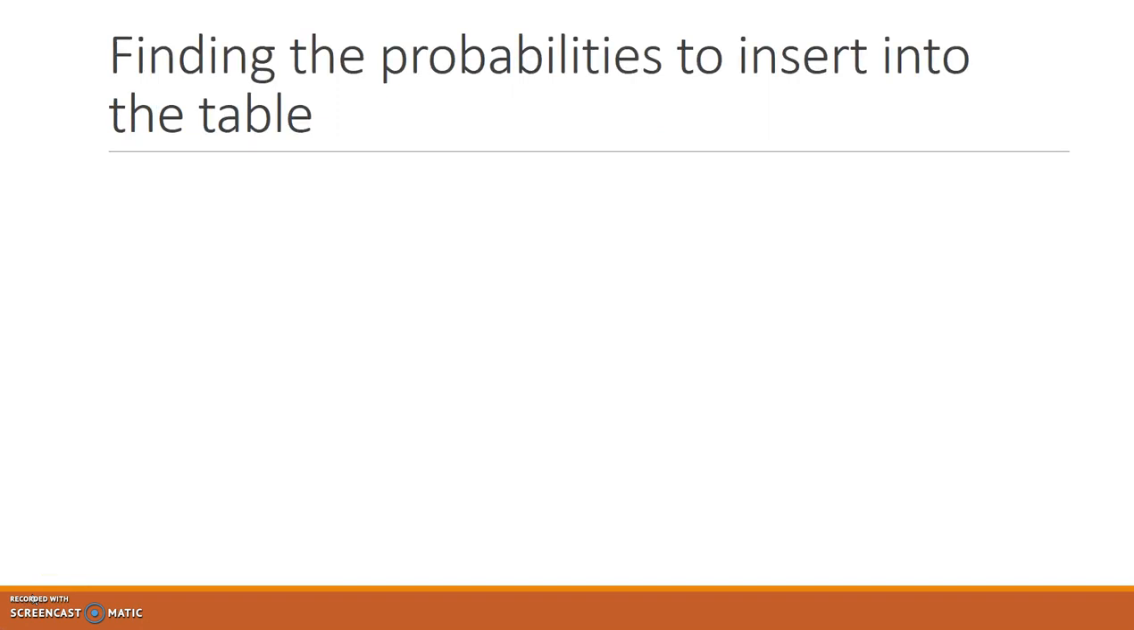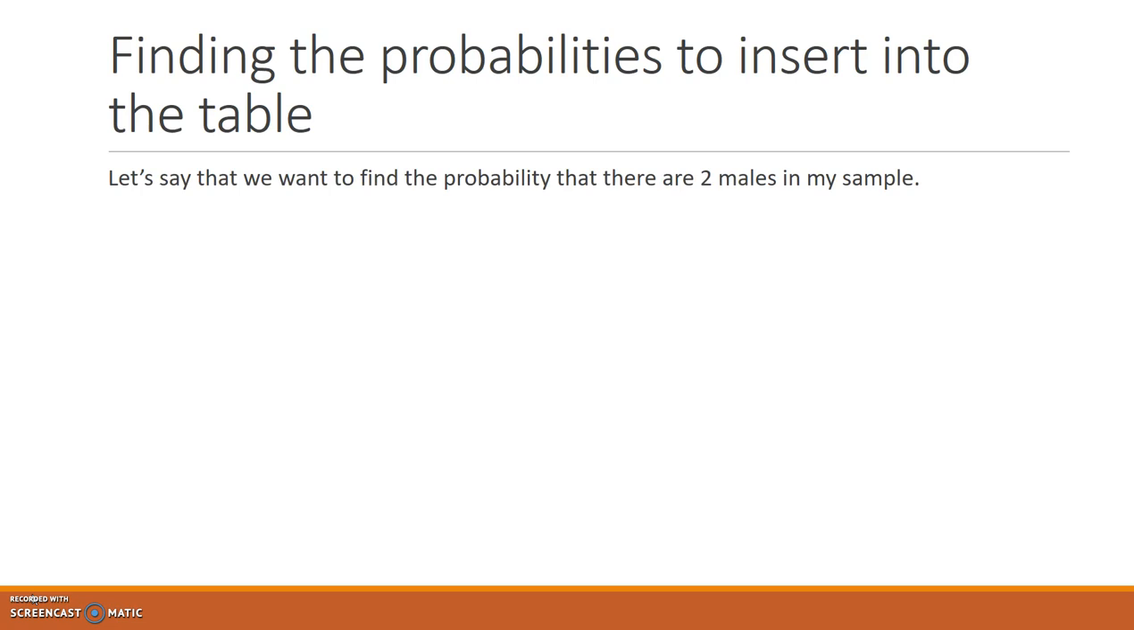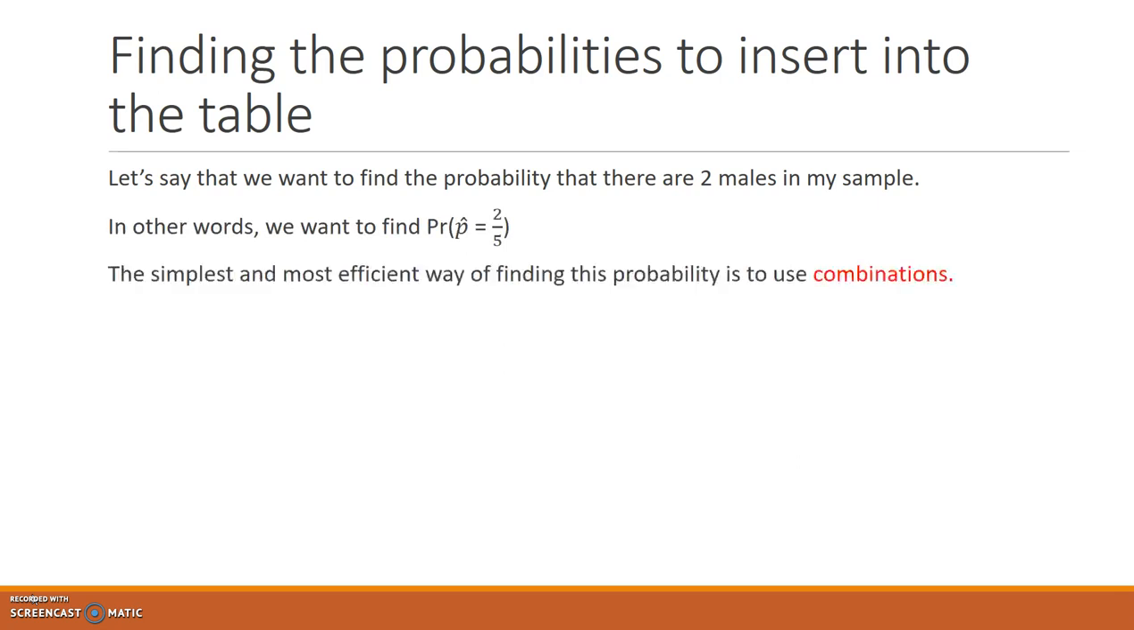So how do we find out these probabilities to insert in the table? Let's look at one example. Let's say we want to find the probability that there are 2 males in my sample. In other words, I want to find the probability that p hat is equal to 2/5. Now, the simplest and most efficient way of finding this probability is to use combinations.